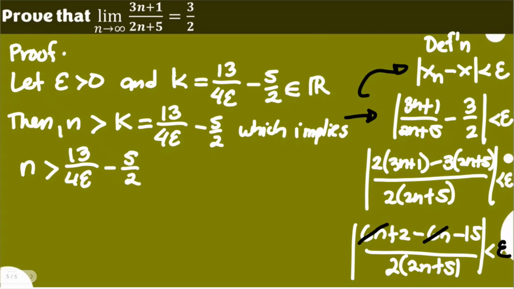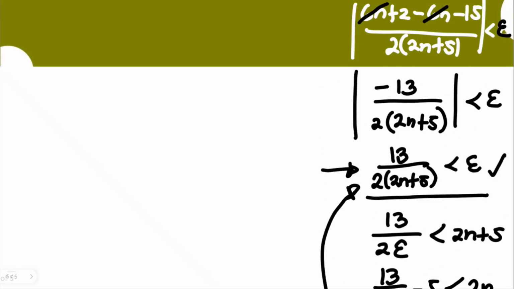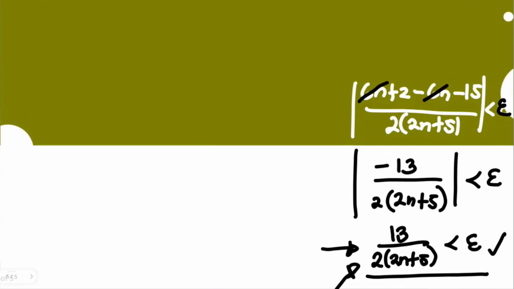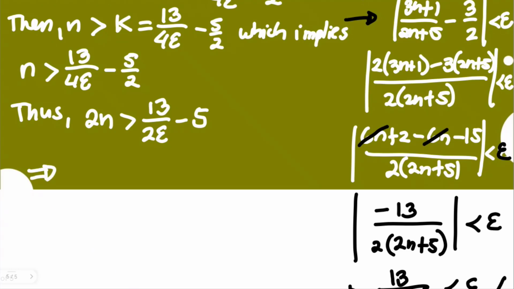Once we have this, we can now manipulate this expression. Since it is similar to what is already expressed in the denominator, we are sure to reach this part here, but of course we are going to show that process as well. Hopefully we could reach that. So, let's multiply both sides by 2. You'll have 2n is greater than 13 over 2 epsilon minus 5, and then adding 5 to both sides, you have 2n plus 5 is greater than 13 over twice epsilon.